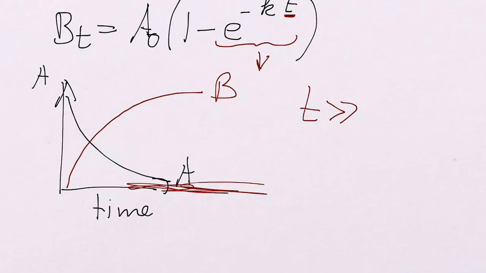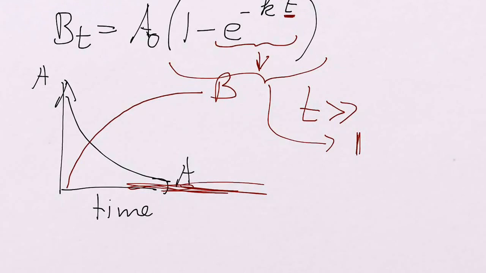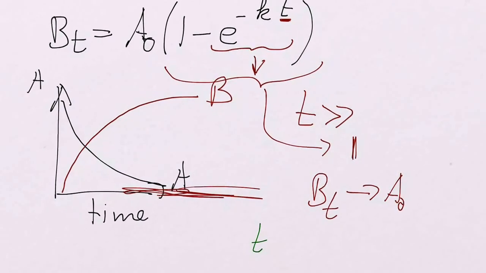What happens to this expression here, to 1 minus e to the power of minus big? What would that give us? It would be very close to 1, exactly. 1 minus something very small is still close to 1. So what happens to B(t)? You are absolutely right, B(t) will be close to A0. Perfectly right. What would happen if t is very small?